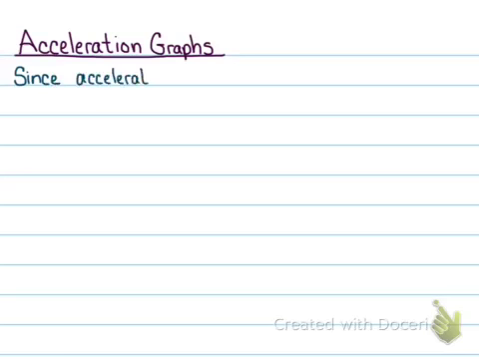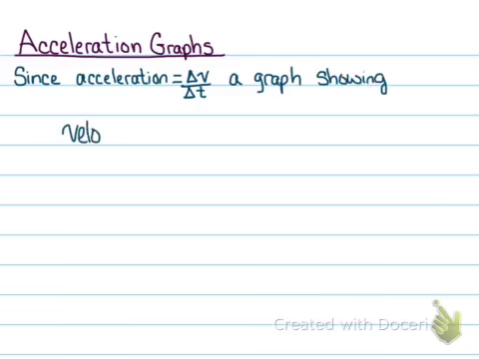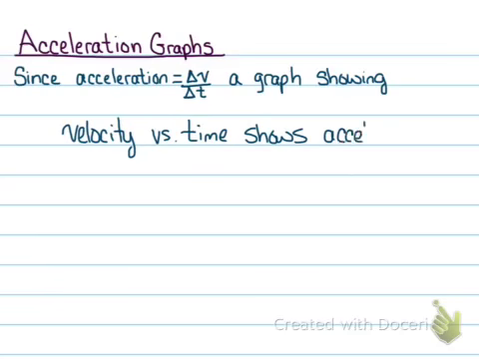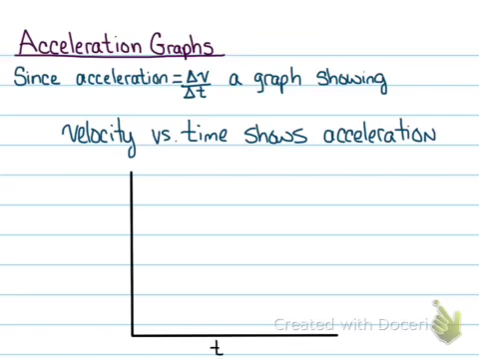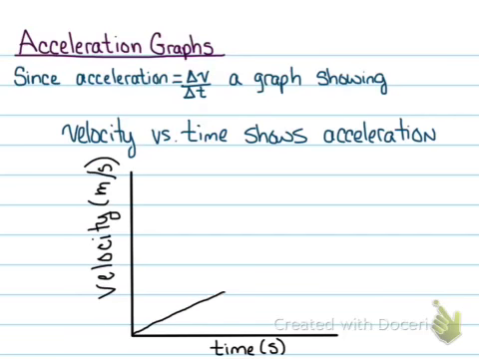So, acceleration graphs. Acceleration graphs sometimes scare people, and I don't think that they should because they're normally pretty easy once you actually look at them. Since acceleration is just the change in velocity over the change in time, you're going to look at any graph that shows velocity on your y-axis versus time on your x-axis. The slope is going to give you acceleration. So here's what that means. If I have a graph where I've got time on the x and velocity on the y, I'm going to draw a little graph real quick.